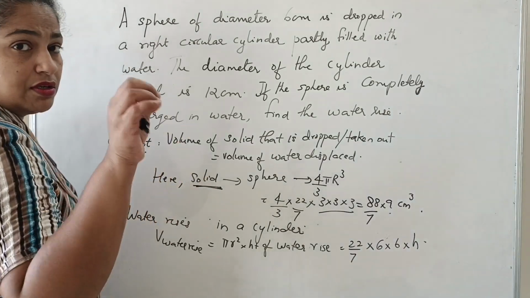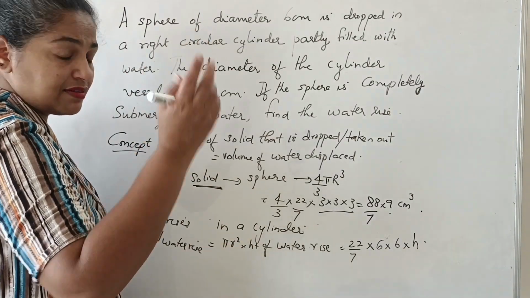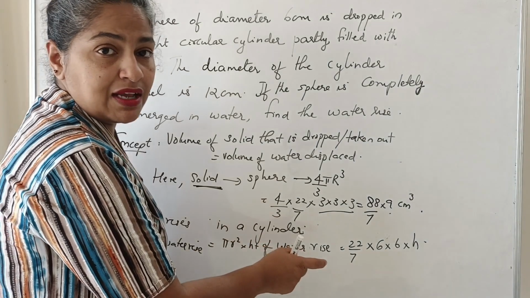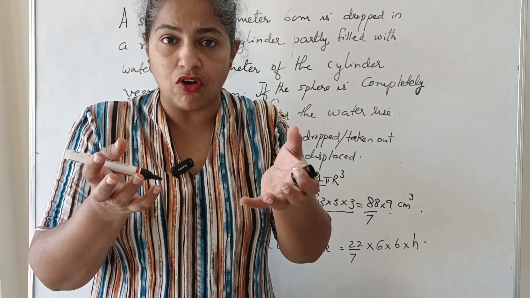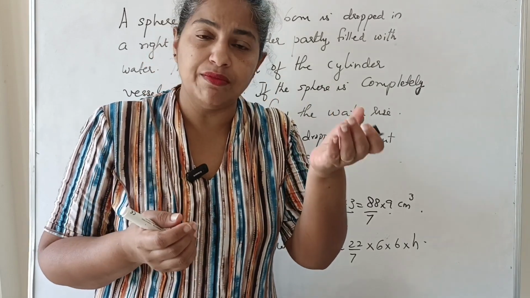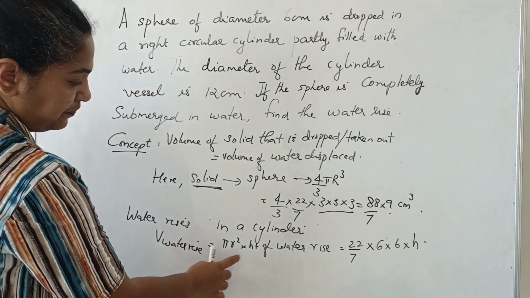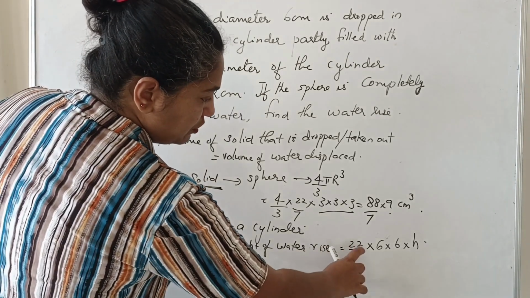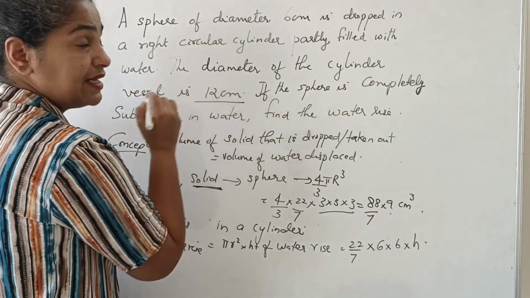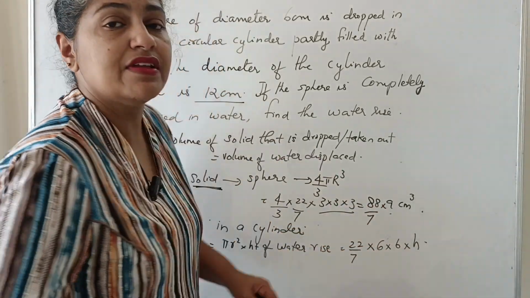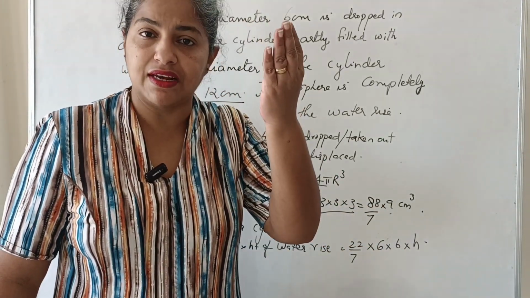Now next, solid dropped, water has risen. The water is rising in a cylindrical vessel, correct? Whose volume is given by water. That is not a solid. It takes the shape of the container. Volume is given by πr²h. Okay, so 22/7 into 6 into 6, because the diameter of the cylinder is 12, radius is 6, into h. h is the height of the water that has risen up.